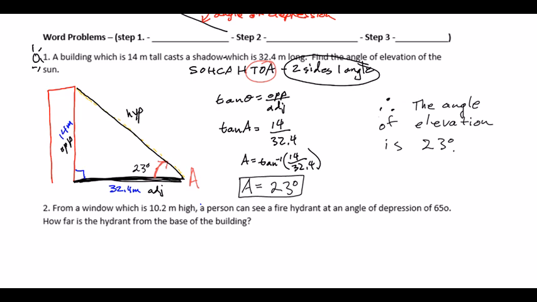The first part of the question is always identified by 1, the picture. You have to draw a picture of the situation. So go back to your word problem. Step 1, you're going to draw a picture. Step 2, you're going to use SOHCAHTOA to find what you're looking for.